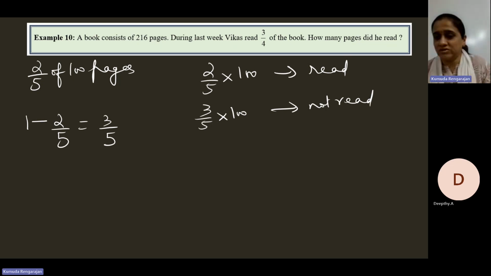The book has 100 pages. If 2/5 of it you have read, you have not read 3/5 of it. So 2 by 5 into 100, if you do, you will get the number of pages you have read. If you do 3 by 5 into 100, you will get the number of pages you have not read.